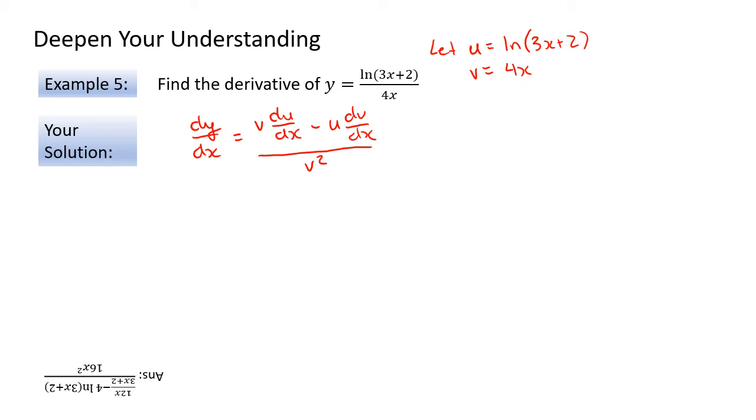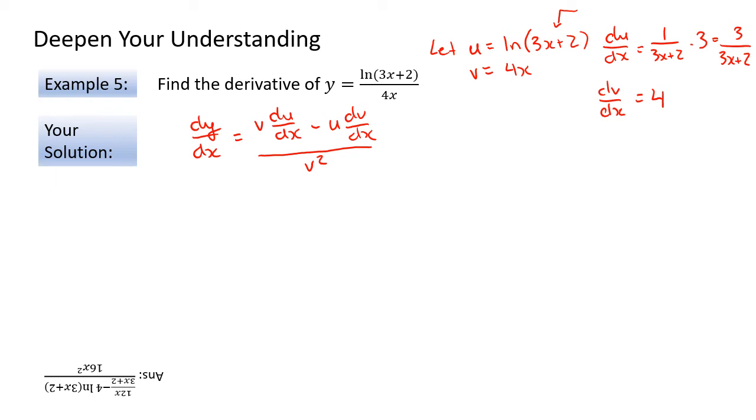So starting with du by dx, that's equal to 1 divided by the function in the brackets of the ln, so 3x plus 2, times that derivative. So the derivative of 3x plus 2 is simply 3. So if you simplify that, you get 3 divided by 3x plus 2. dv by dx is simply the derivative of 4x, which is simply 4.